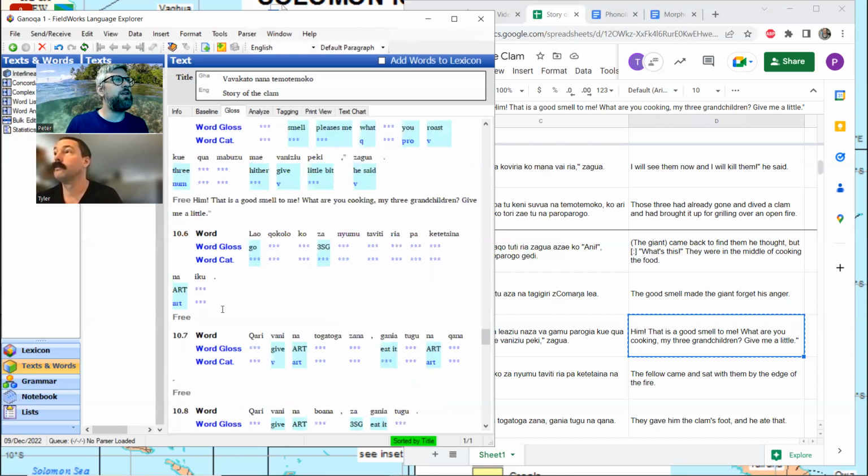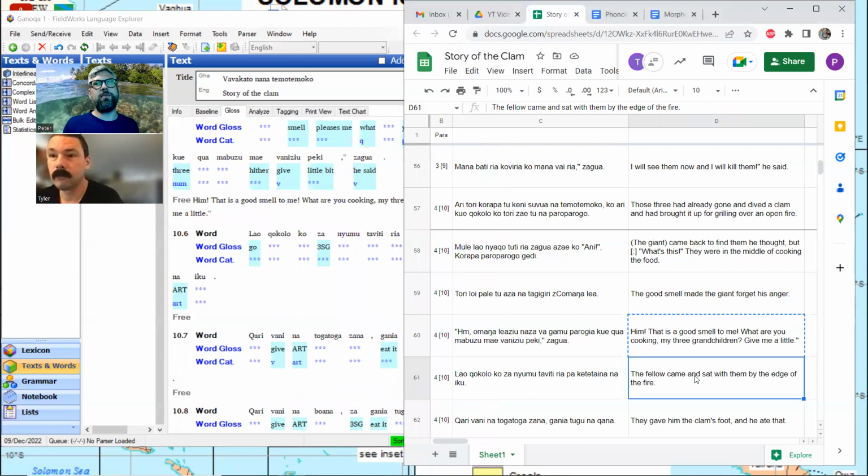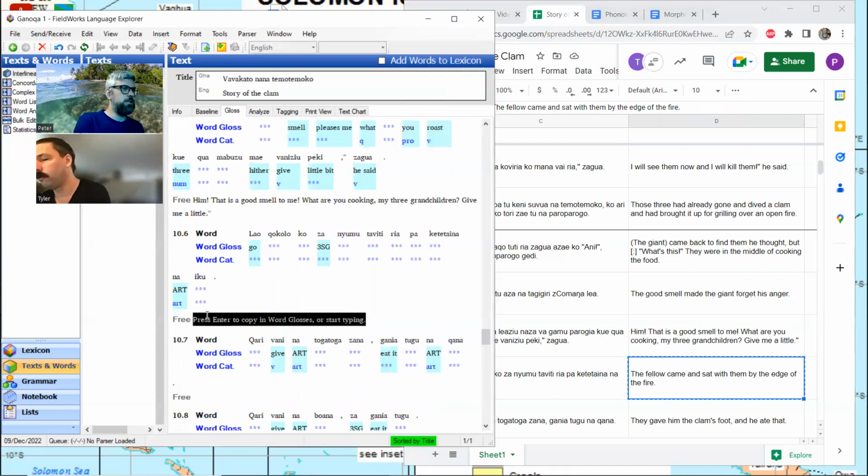Let's continue this and see if we can have any more guesses. Now that we have a go of what we were saying, what word category it was, that's why that's empty. So this should be the fellow came and sat with them at the edge of the fire. Gokolo might be the word fellow then. Go.